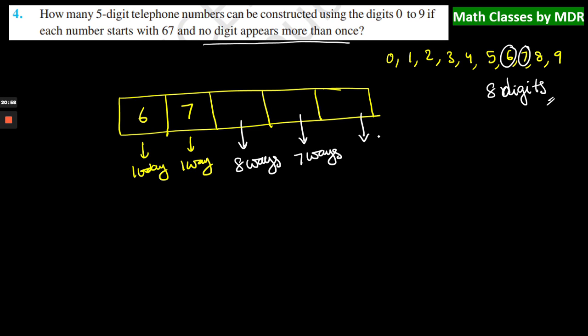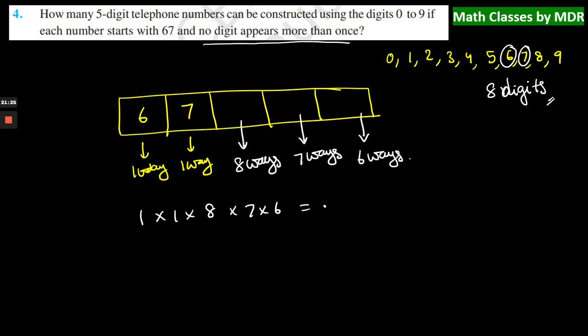And how many ways can we fill here? Already we have used 4 digits, so there are only 6 digits available, so I can fill this in 6 ways with any one of the 6 digits, right? So total how many ways now? 1 into 1 into 8 into 7 into 6. That will be equal to 48 into 7.